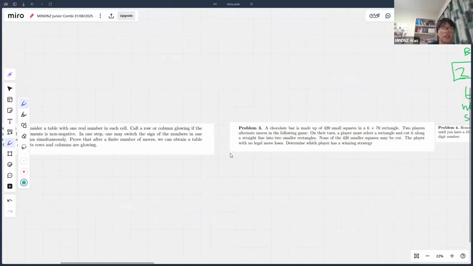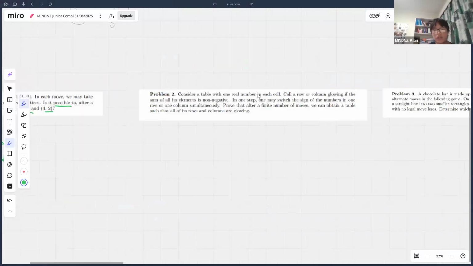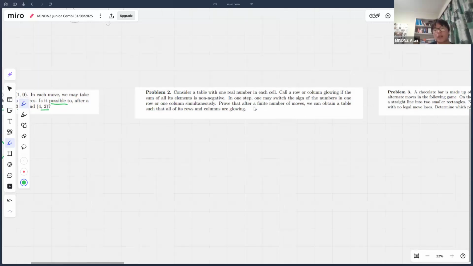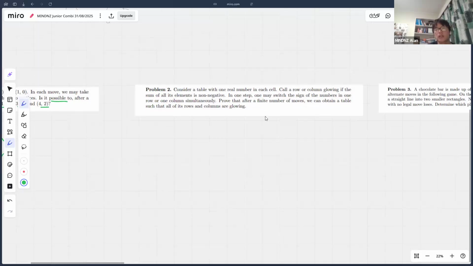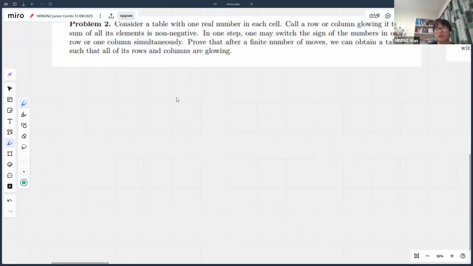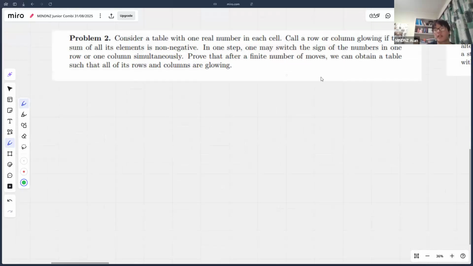They're all available online. And then in this one, we have a table with one real number in each cell. If it's glowing, then the sum is non-negative. So for this one, you try to use a monovariant because you try to improve the sum each time. But then there's only some total number of possible sums given the initial numbers. And then we'll prove that after some number of moves, all the rows and columns are maximized and thus will be non-negative.